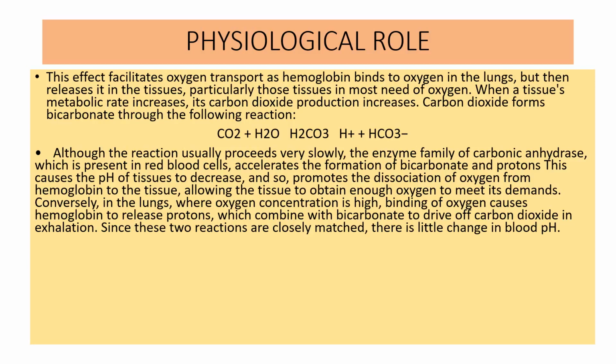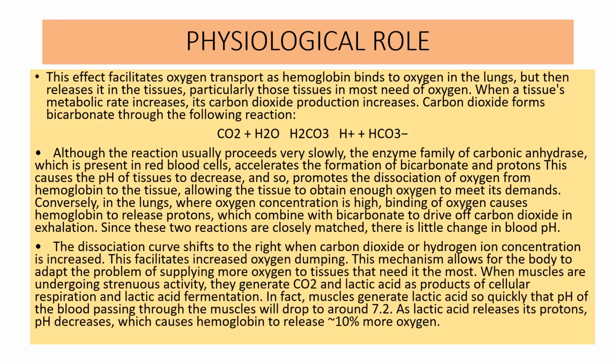Conversely, in the lungs, where oxygen concentration is high, the binding of oxygen causes hemoglobin to release protons, which combine with bicarbonate to drive off carbon dioxide during exhalation. Since these two reactions are closely matched, there is little change in the blood pH. So, the dissociation curve shifts to the right when carbon dioxide or hydrogen ion concentration is increased. This facilitates increased oxygen dumping.